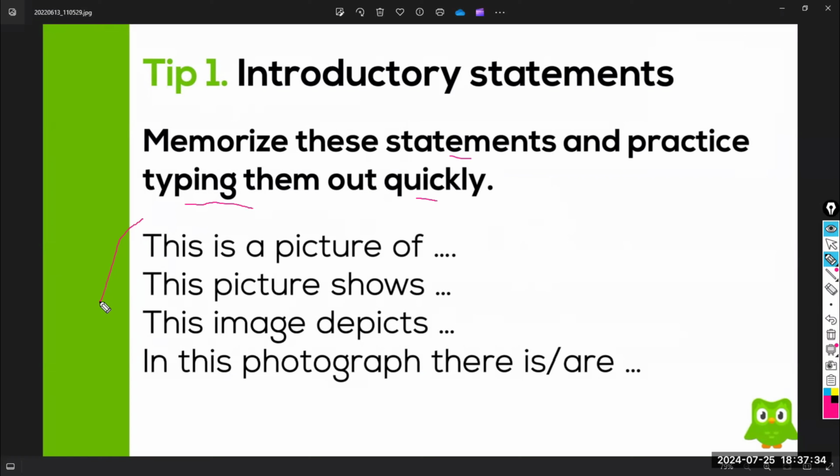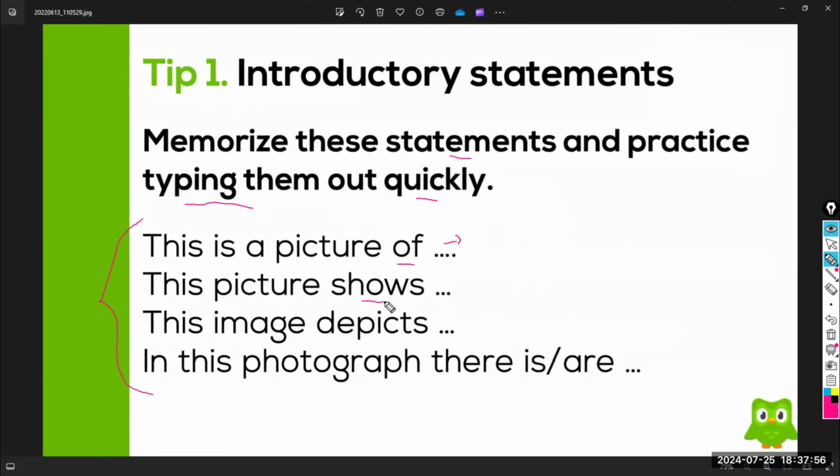So try your best to practice writing these introductory statements, because I have to start with them. I cannot immediately go into details, because this is absolutely wrong. So if you want to start your description, you can say, this is a picture of, and now you can start describing the image.